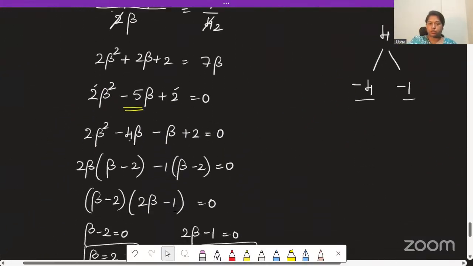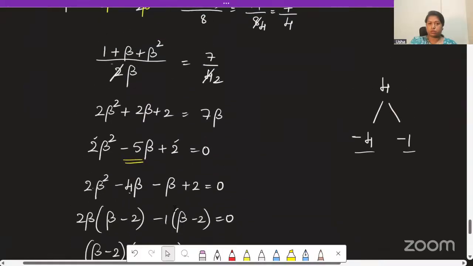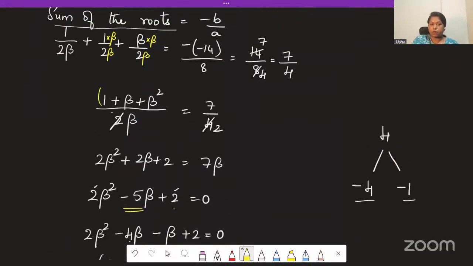Understood? Here we have done cross multiplication. 1 plus beta square into 2. 1 into 2 is 2, beta into 2 is 2 beta, beta square into 2 is 2 beta square. Beta into 7 is 7 beta. Hope this is clear.